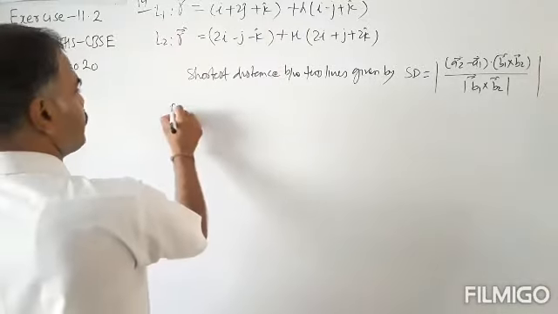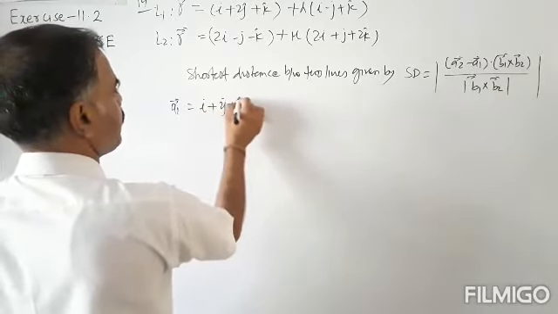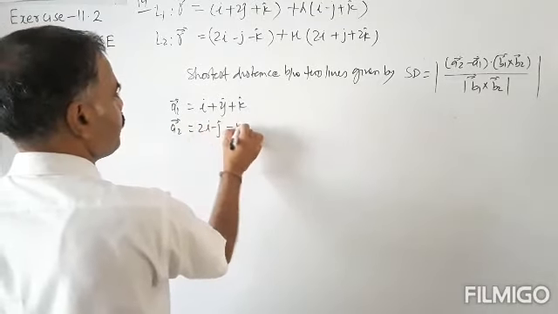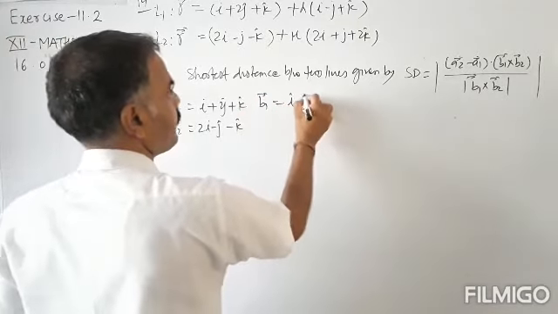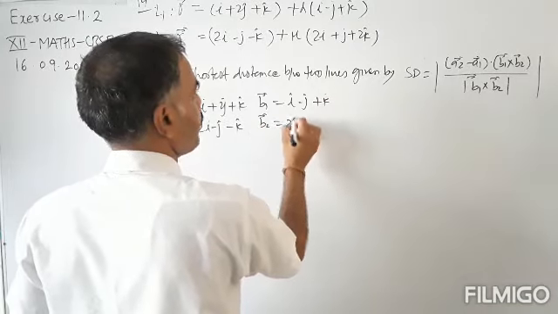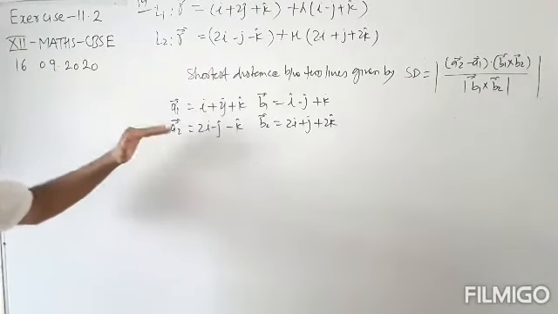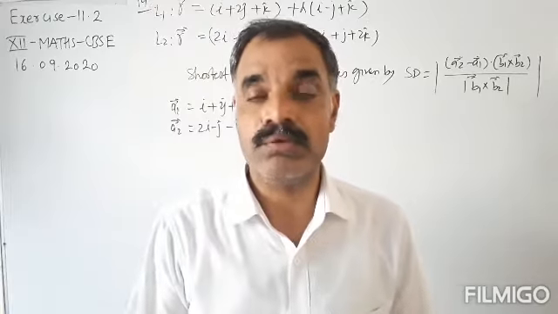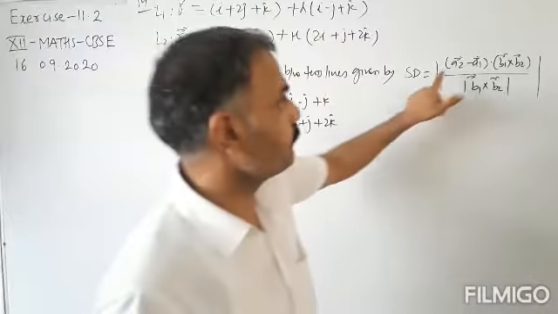Now a1 vector is i cap plus 2j cap plus k cap, and a2 vector is 2i cap minus j cap minus k cap. b1 vector is i cap minus j cap plus k cap, and b2 vector is 2i cap plus j cap plus 2k cap. Okay, so we have to sort out the values of a1, a2, b1, b2 from the given two equations of the lines.